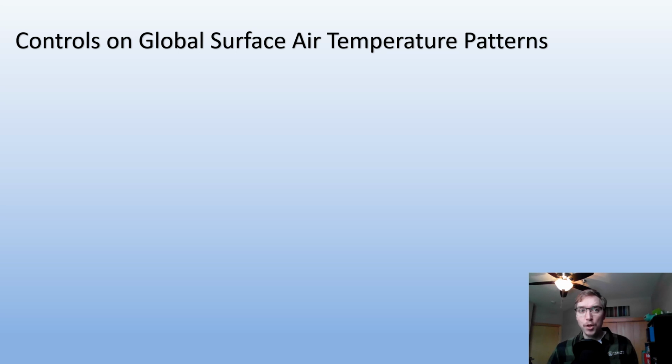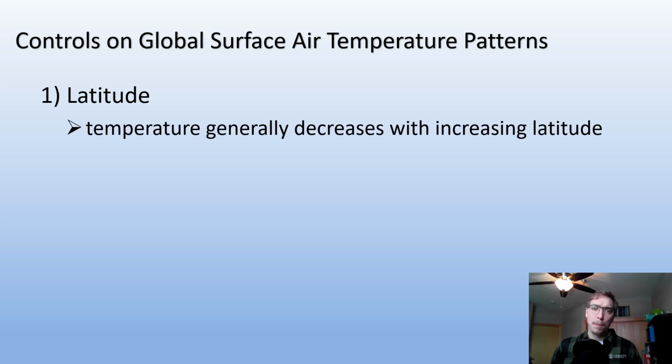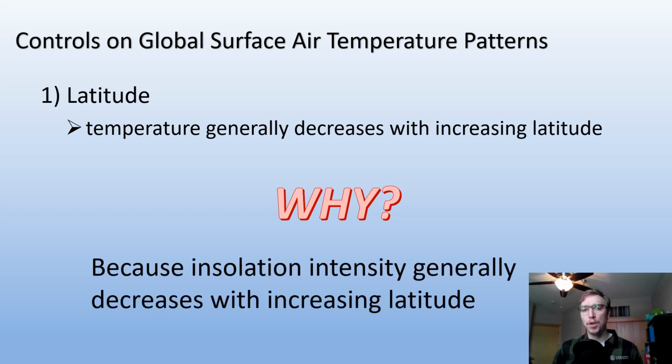So the first control on global surface air temperature patterns that we're going to talk about is pretty simple. It's latitude. We saw this when we were looking at our net daily incoming solar radiation map a few lectures ago. Temperature generally decreases with increasing latitude. Well, why is that? Well, insolation intensity generally decreases with increasing latitude. We learned this pretty extensively, right? It makes a lot of sense.